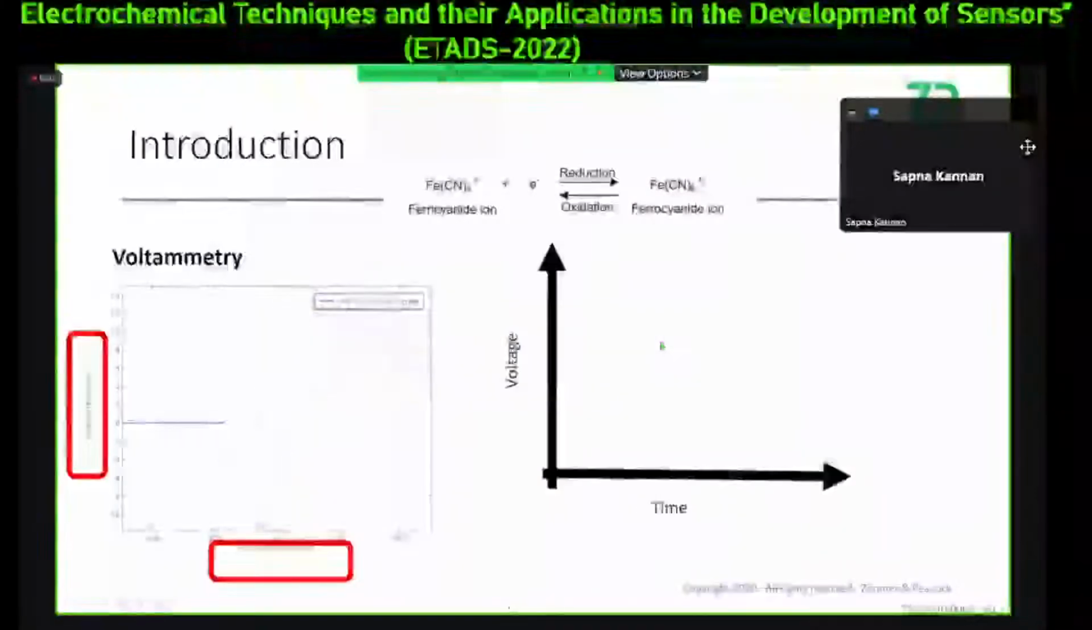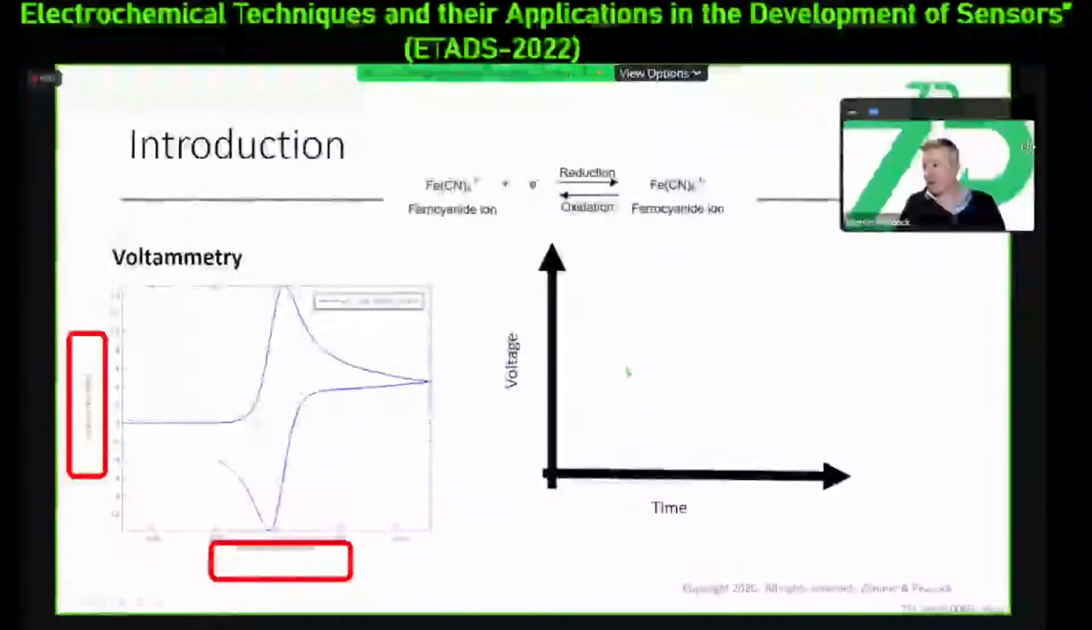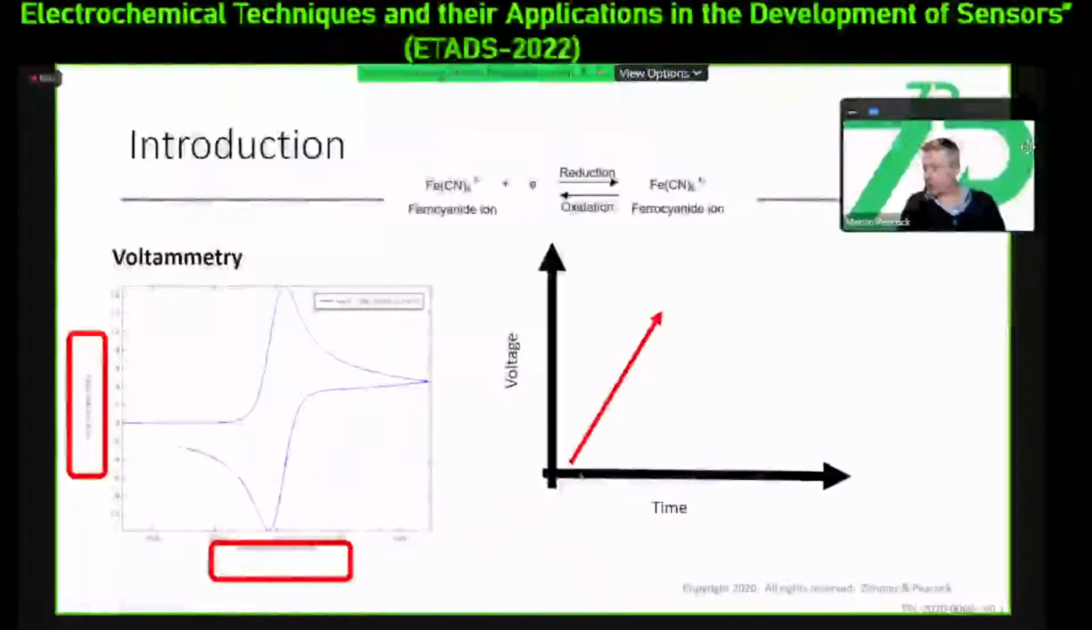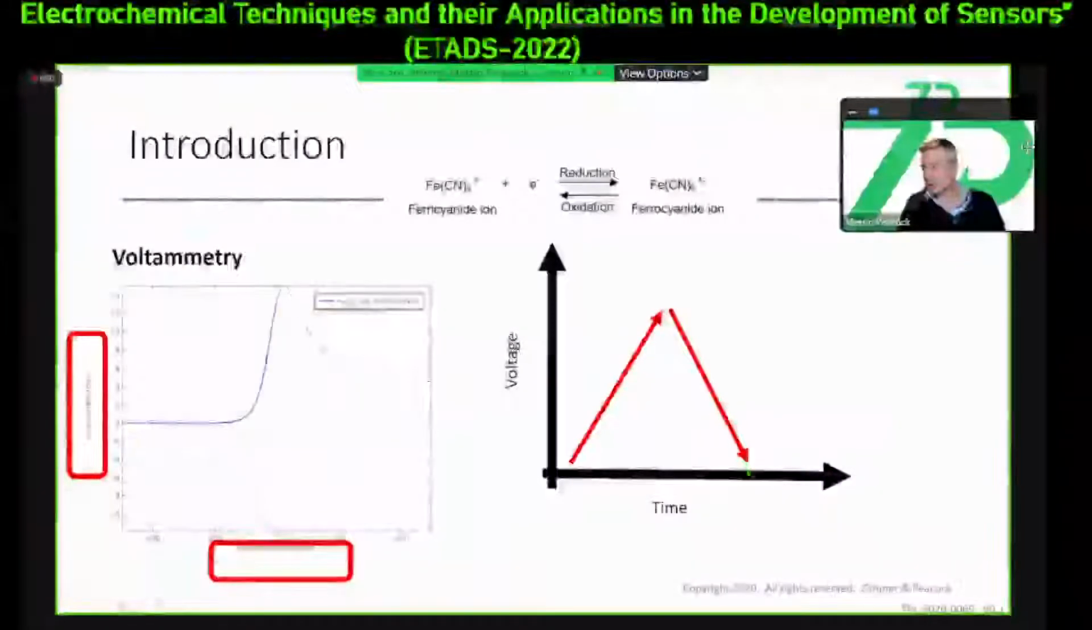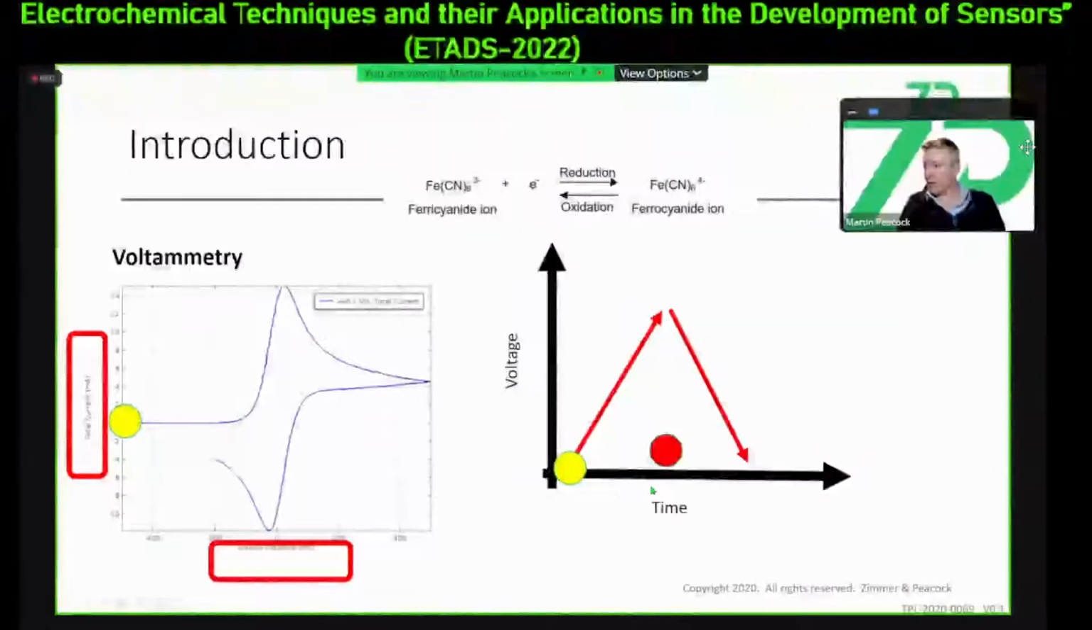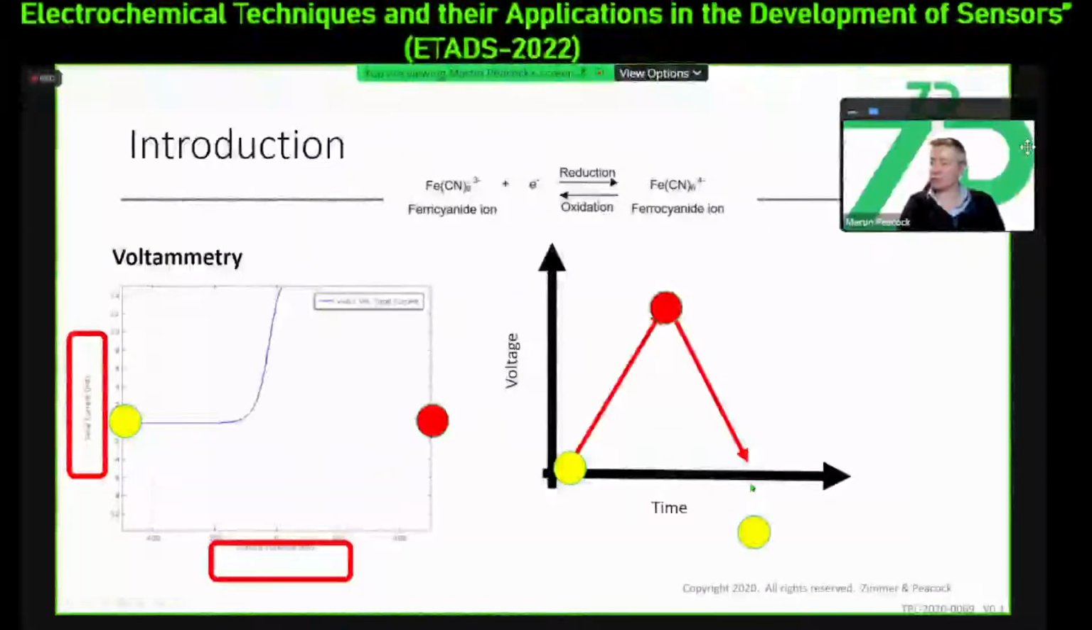There's a particular waveform behind these experiments, what we call a triangular waveform. We often increase voltage with time, and then we bring the voltage back down to the original voltage with time as well. So it essentially forms a triangle. We have a starting voltage, a finishing voltage, which is out here, and then we return to the original starting voltage. So that's the waveform behind cyclic voltammetry.